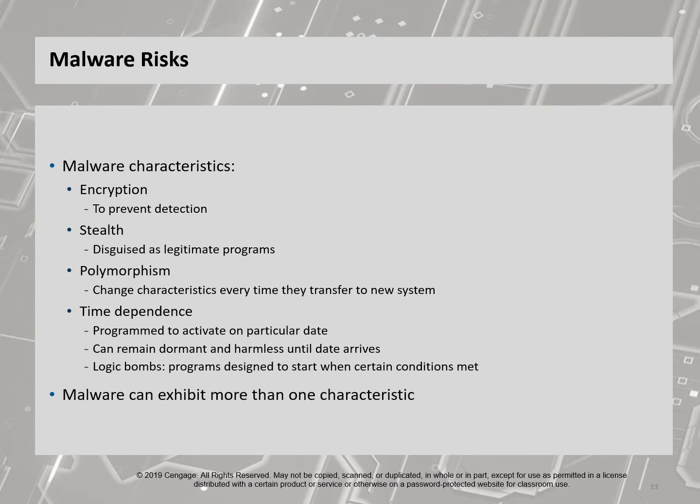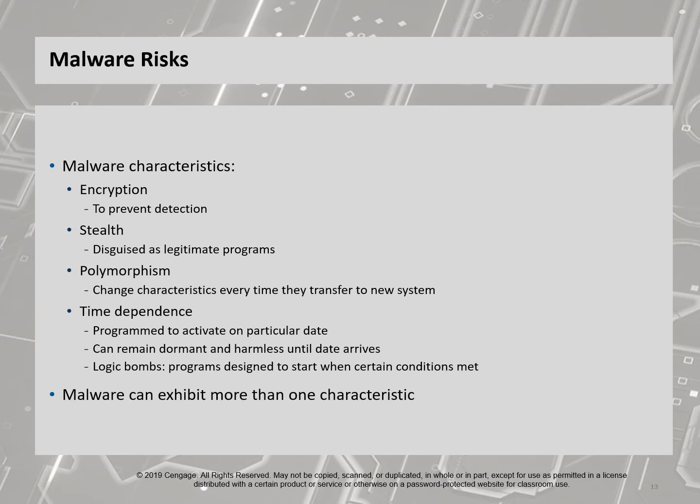Malware characteristics, usually there's 4 big ones. Encryption, you know, trying to hide itself. Stealth, same idea, but this is disguise rather than encoding. Polymorphism, which is where it can change whenever it transfers to a new system or based on time.